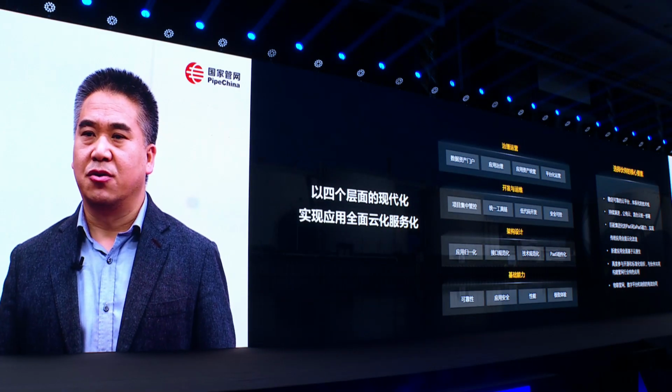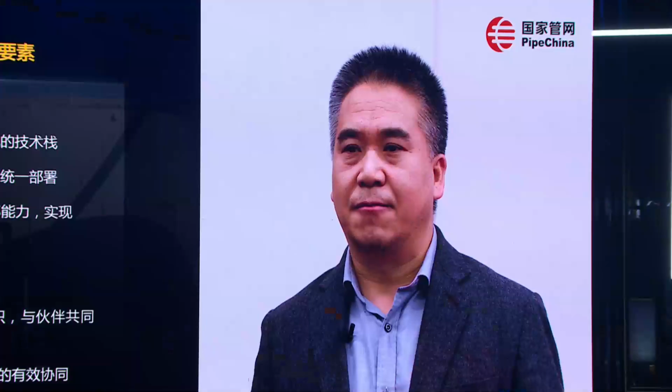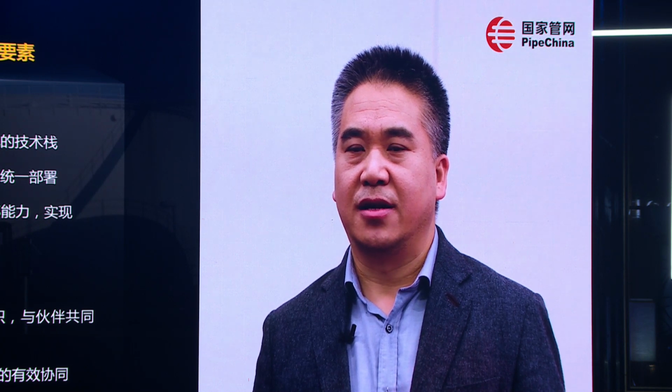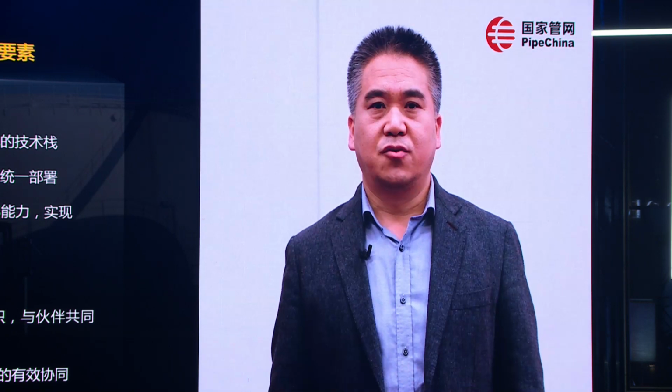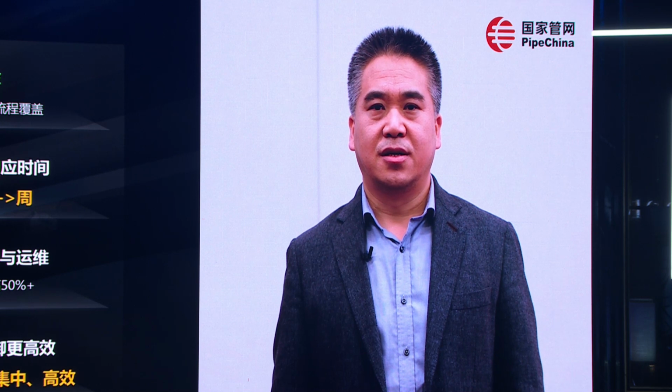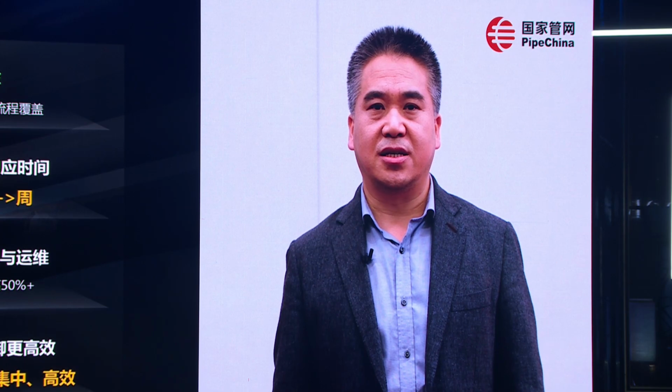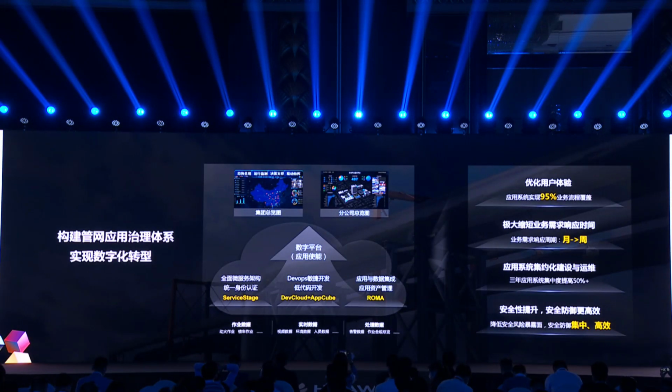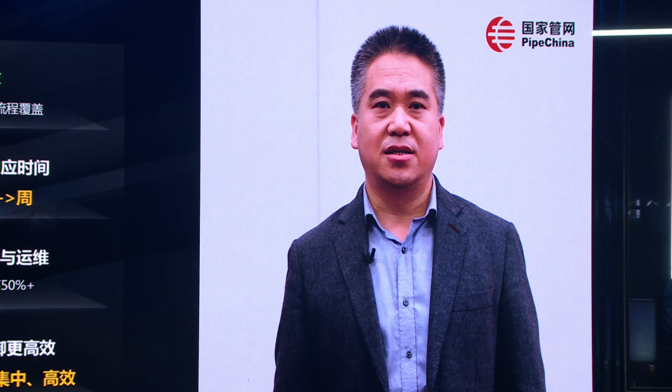Application modernization is a long-term and continuous work. Huawei, as a strategic partner, has provided support regarding cloud platform standards and ecosystem, especially with its understanding, support, and practices on digital transformation. During the 14th five-year plan, Pipe China, based on the architecture and the technical standards of the digital platform, and by leveraging Huawei's cloud technologies and practices, we have built IT application governance system, ensuring unified technical architecture and data standards, and avoiding information silos.